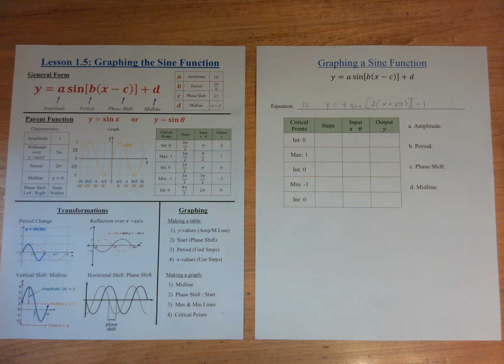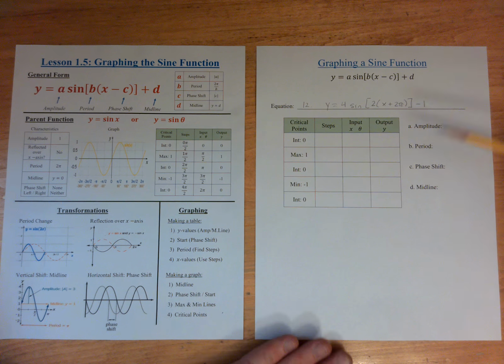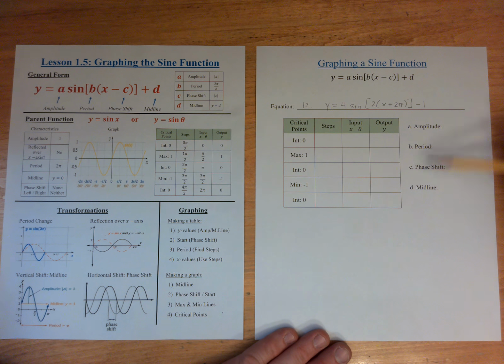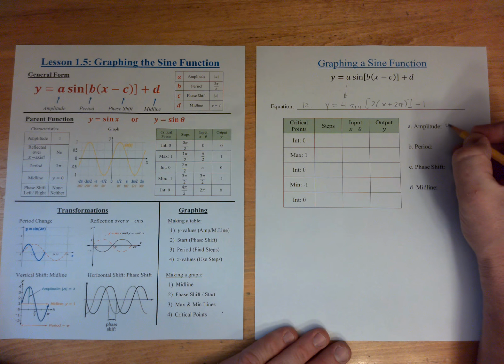Alright, this is problem number 12. Our job is to graph this sine function up here, and let's go through the steps. First off, when we're making our table, let's talk about these variables here, A, B, C, and D. First off, the amplitude is right here, which is 4. And I'm going to make a note here so I don't forget that it's not reflected.